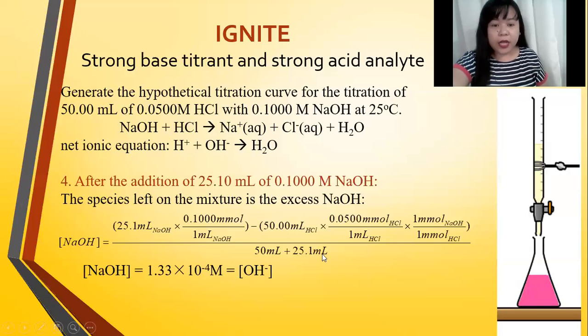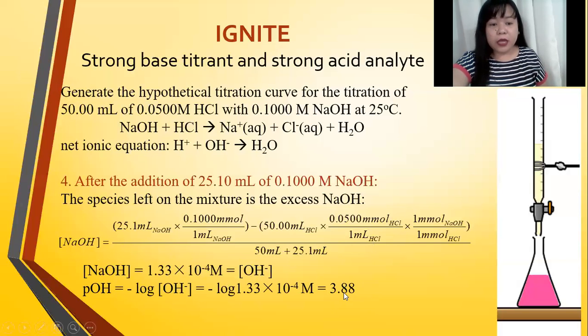So after doing all of the calculations, we get the sodium hydroxide concentration, which is 1.33 times 10 to the negative 4 molar. And because this is a strong base, we know for a fact that it is going to dissociate completely, giving the same concentration of the hydroxide ion. Getting the negative log of that would give us pOH, so 3.88. Subtracting this from 14, we would be able to get pH. So the pH of the system at this point would be 10.12.